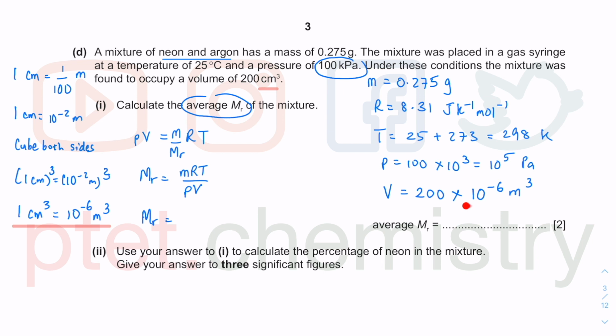Make sure you know how to press this on a calculator. 200 and then EXP, that means times 10, and then you press minus 6, and then there should be 200 times 10 to the minus 6. I get the MR of 15.01.